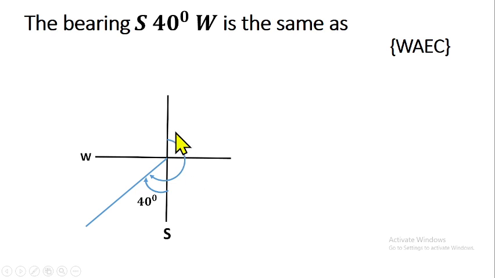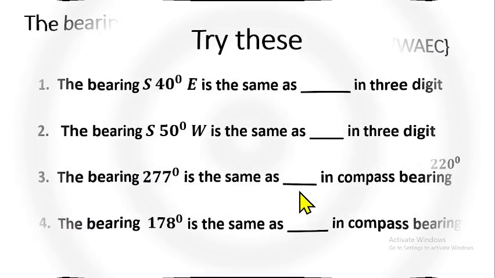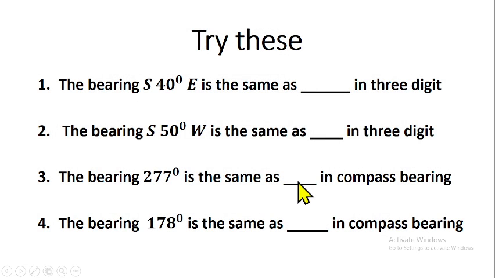It's very simple. From the north to the south is 180 degrees, and from here to here is 40. So 180 plus 40 will give us what we are looking for. So 40 degrees southwest is going to be 180 plus 40, and that should give us 220 degrees in three-digit bearing. You can see how we have been able to convert from three-digit to compass, from compass to three-digit as well, and vice versa in bearing.